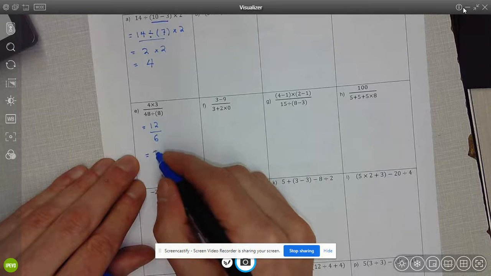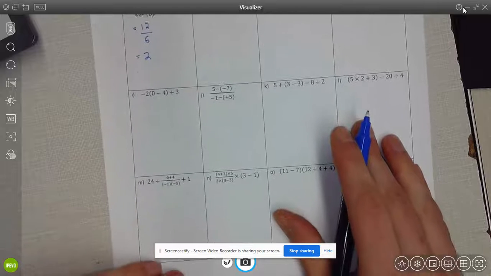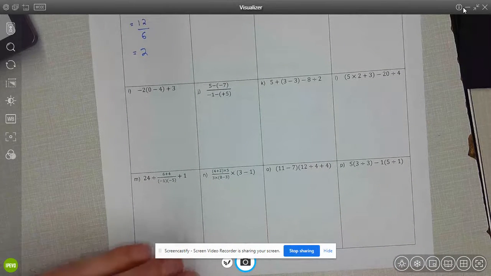Okay. The last 2 lines, the last 2 rows in this table, the problems are tricky. So go step by step, go slowly, and I will post the solutions on Google Classroom. So that was our second lesson on the day before the break on order of operations.